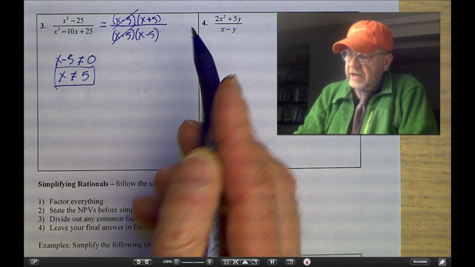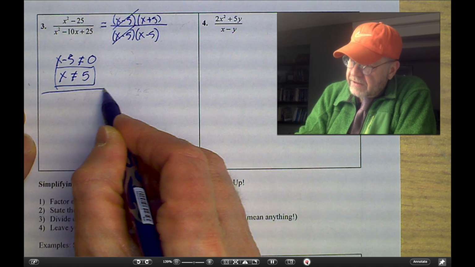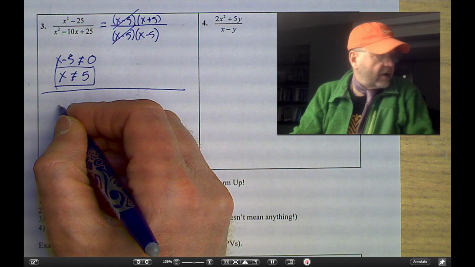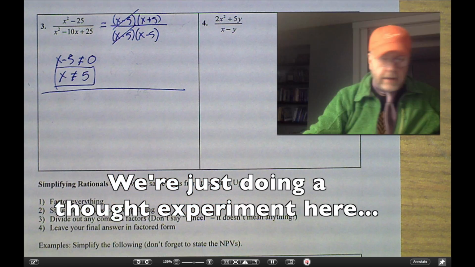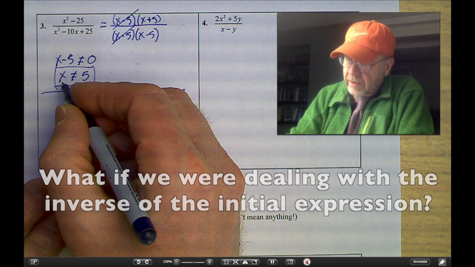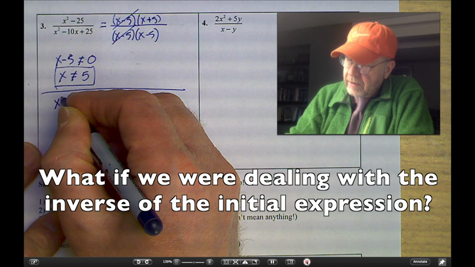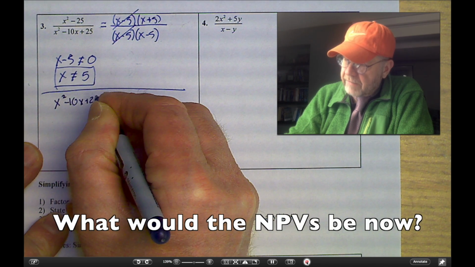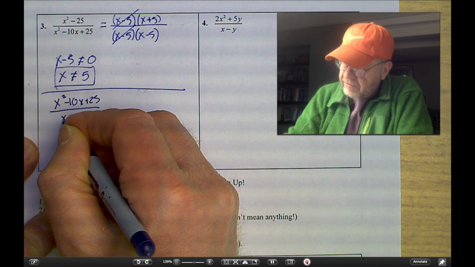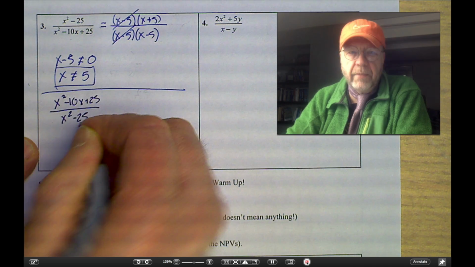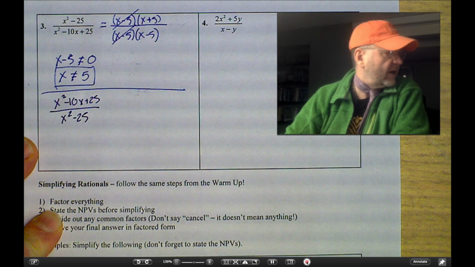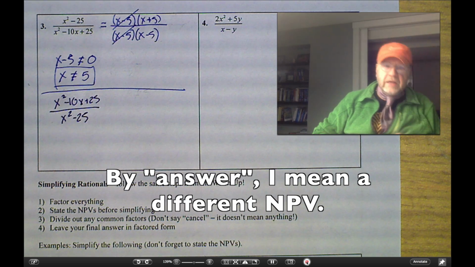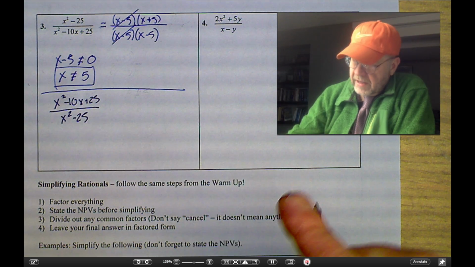Now, this factoring here is kind of helpful. You don't need to factor the numerator in this case, but let's say we flip this on its side. Let's say that instead of x squared minus 25, we had x squared minus 10x plus 25 over x squared minus 25 on the bottom. Would we get a different answer? I'm going to submit to you that we just might. How would this work out?